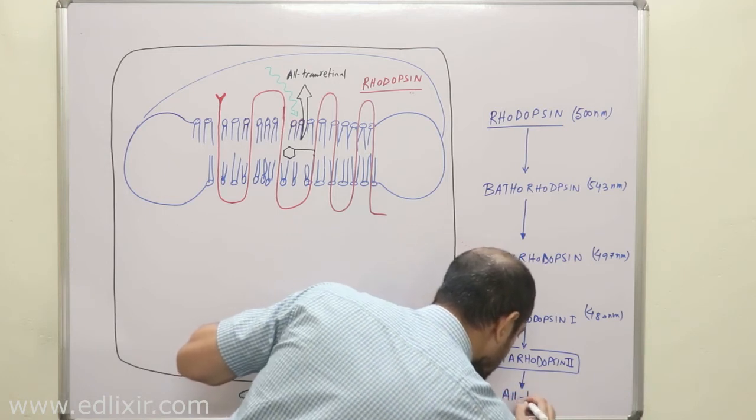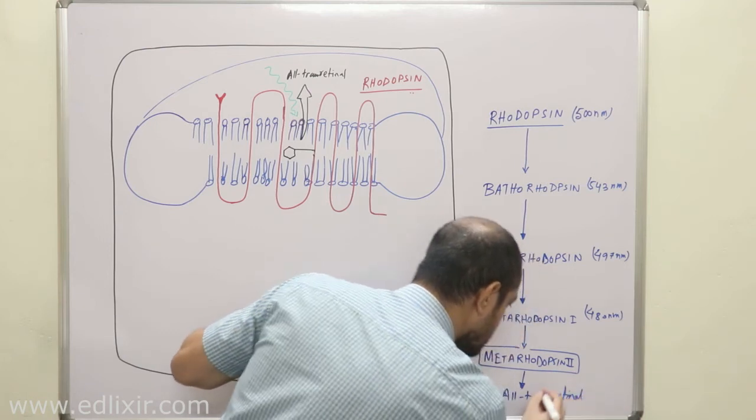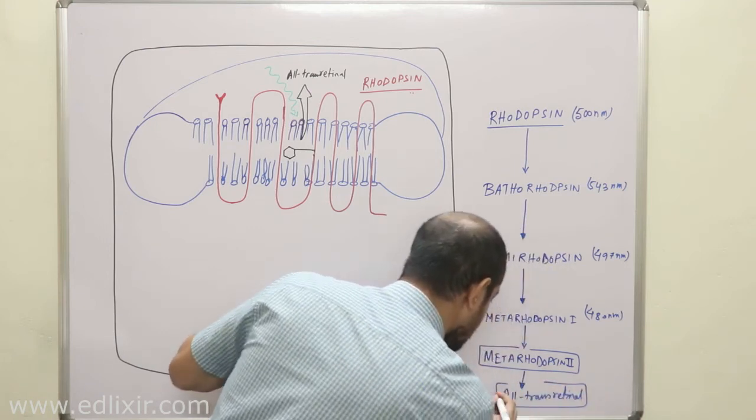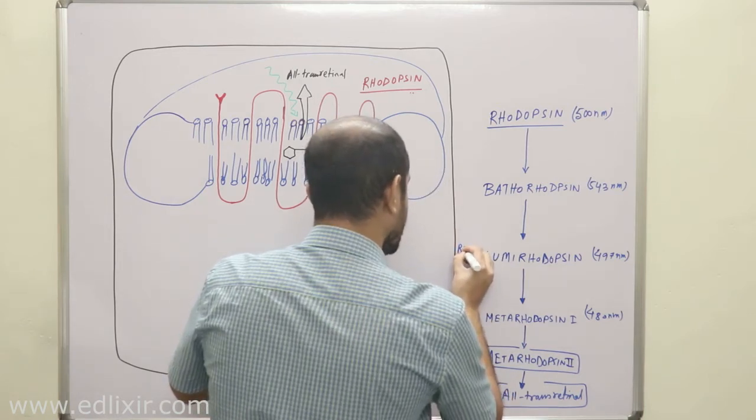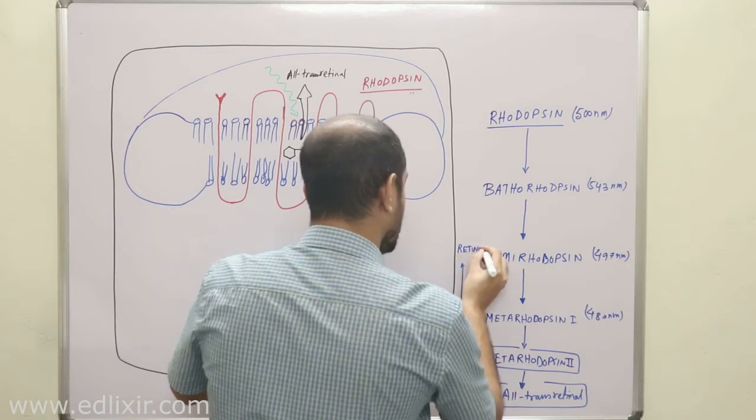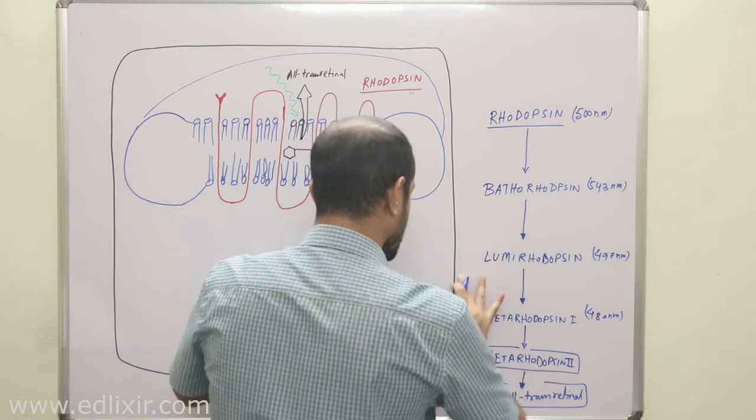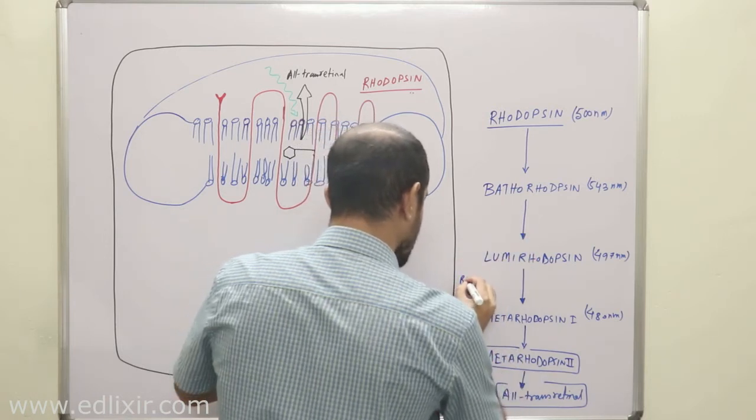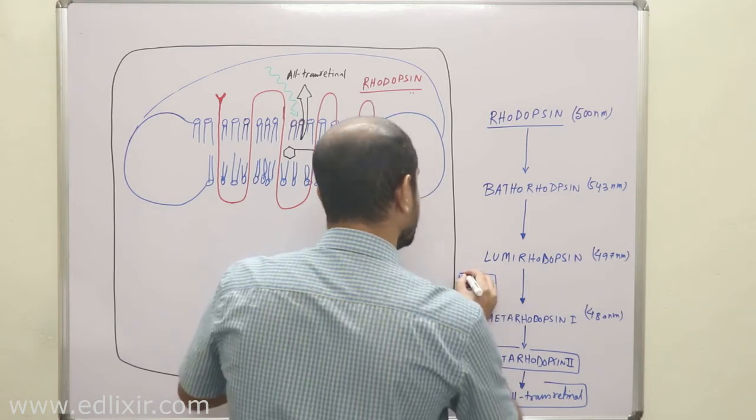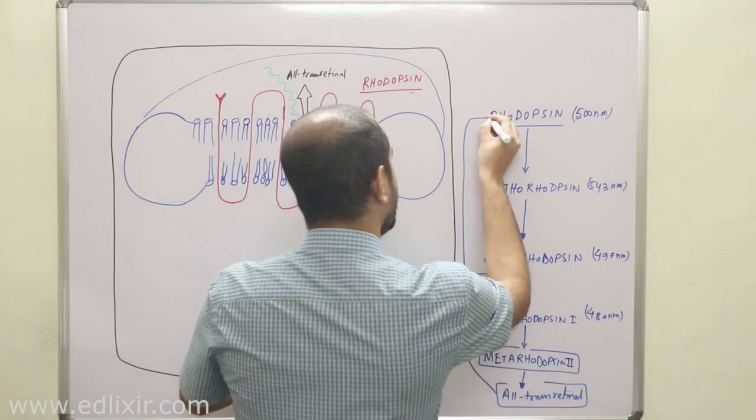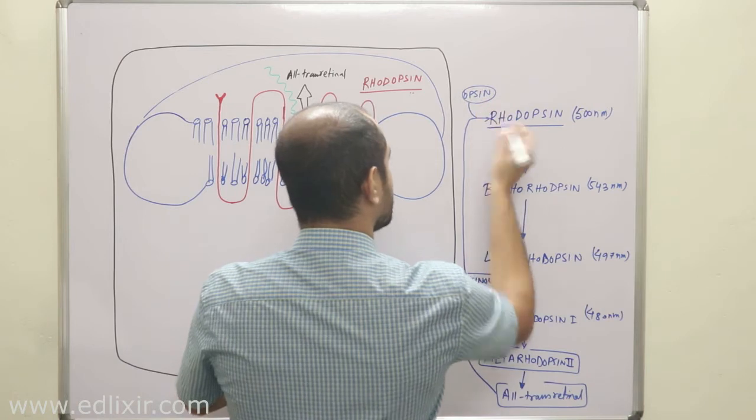Now a very interesting part you need to understand is this: when metarhodopsin is formed, then all-trans retinal comes out. Now listen, all-trans retinal will again be converted into retinol. Now listen with all your attention. This retinol again will bind with opsin to form rhodopsin in your eyes.